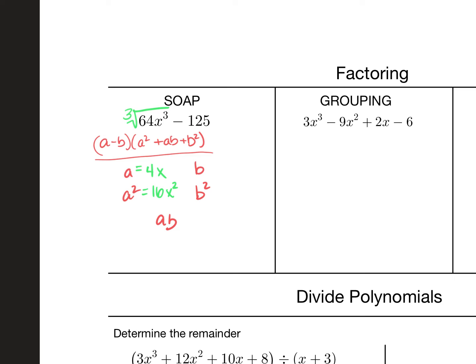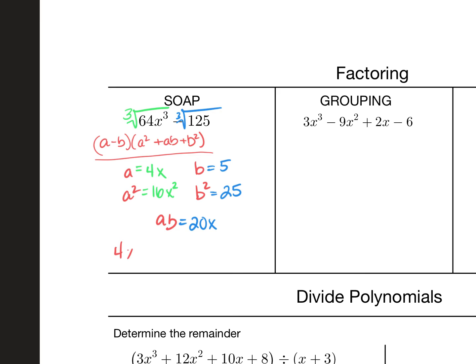Now to find B, we're going to take the cube root of the second term, which is 5. We're going to square that, so 5 squared is 25. And then last, I'm going to combine A and B, multiply them together. So 4x times 5, that's going to equal 20x. Now just plug it into my equation.